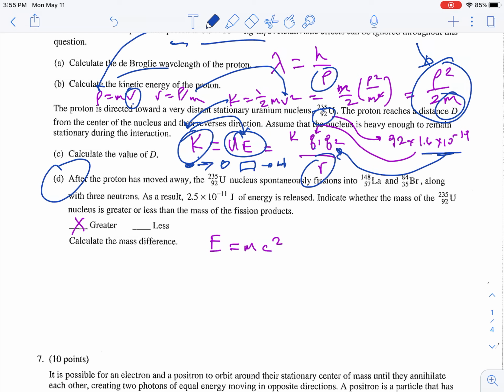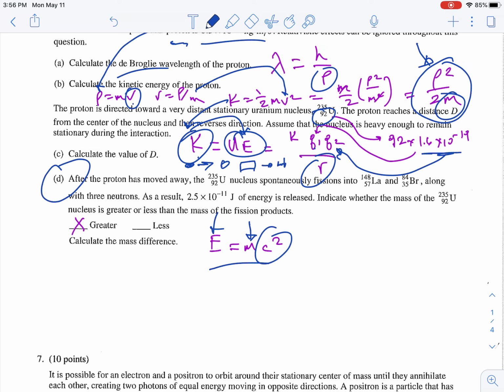Now, here's the whole key on part D, speaking of D. So this goes out of Einstein's theory of relativity. You have E equals mc squared. M is the mass difference. C is the speed of light. E is how much energy that you've got. So the whole key to this also is this whole idea of binding energy.